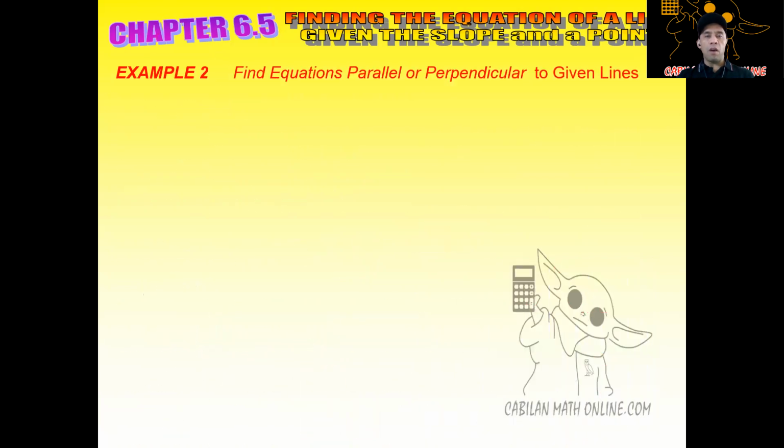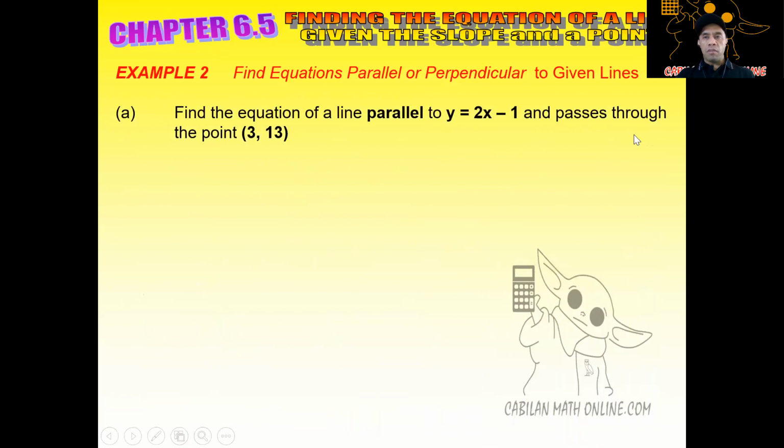So for this one now, we're going to factor in what we did with the last lesson dealing with parallel and perpendicular lines. So it says find the equation of a line that is parallel to y equals 2x minus 1 and passes through the point (3, 13). Now going back to the title of this chapter, remember this is what's called analytic geometry. So we do need to analyze exactly what we have in this particular question.